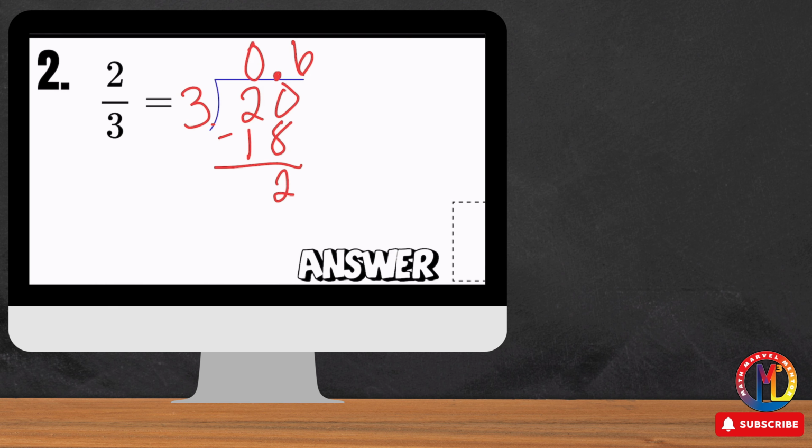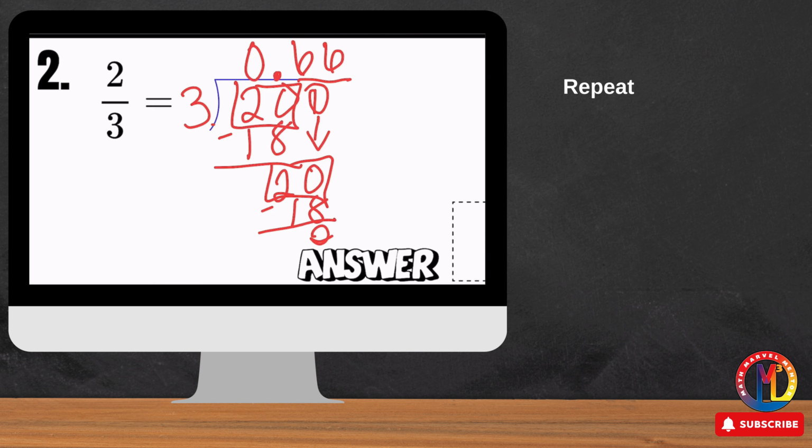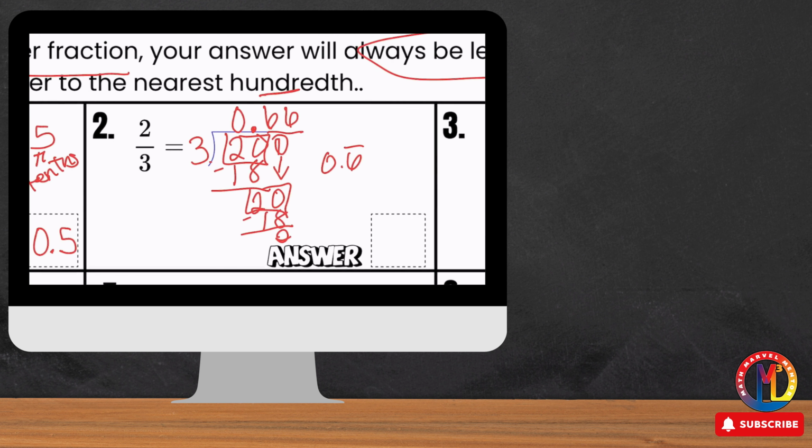3 does not go into 2, so I drop in another place value holder, 0, and we have the same number here again, 20. Okay, so we already know that 3 goes into 20 6 times, and we're going to get 18, and we're going to have 2 again. So we're going to refer back to our vocabulary words. This is a repeating decimal. Okay, 2/3 is the same as the decimal 0.6 repeating.